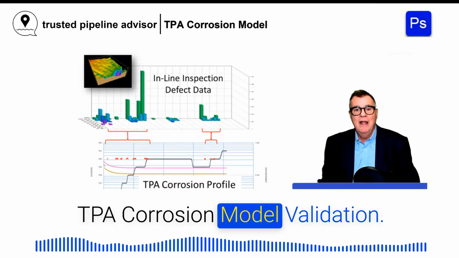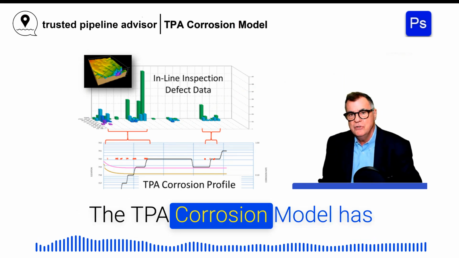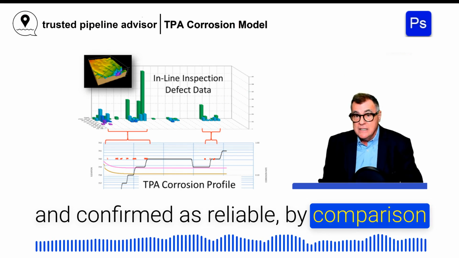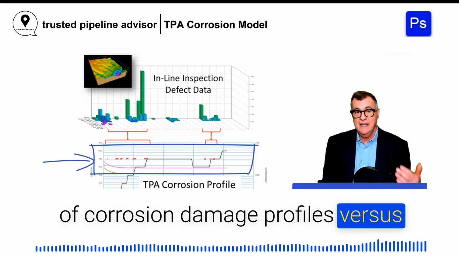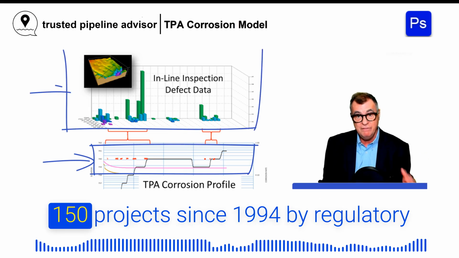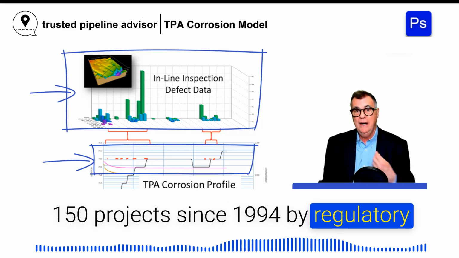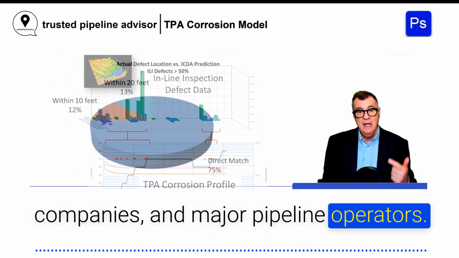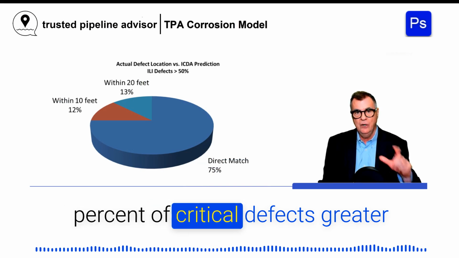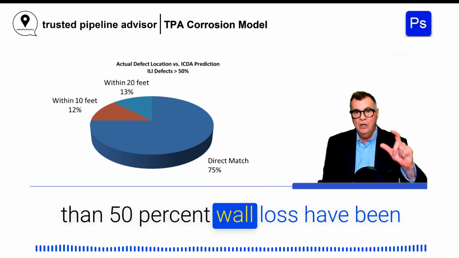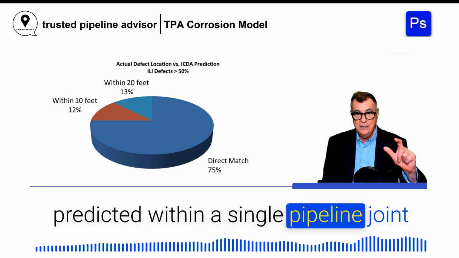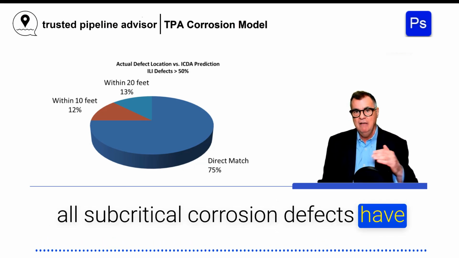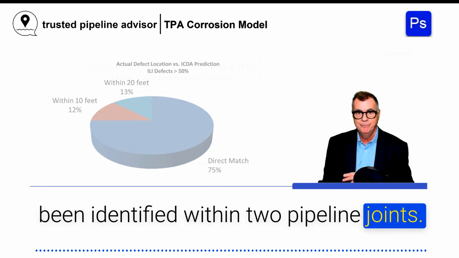The TPA corrosion model validation. The TPA corrosion model has been independently juried and confirmed as reliable by comparison of corrosion damage profiles versus inline inspection projects on over 150 projects since 1994 by regulatory agencies, global oil and gas production companies, and major pipeline operators. The comparison shows that 100% of critical defects greater than 50% wall loss have been predicted within a single pipeline joint by the TPA model, and 98% of all subcritical corrosion defects have been identified within 2 pipeline joints.